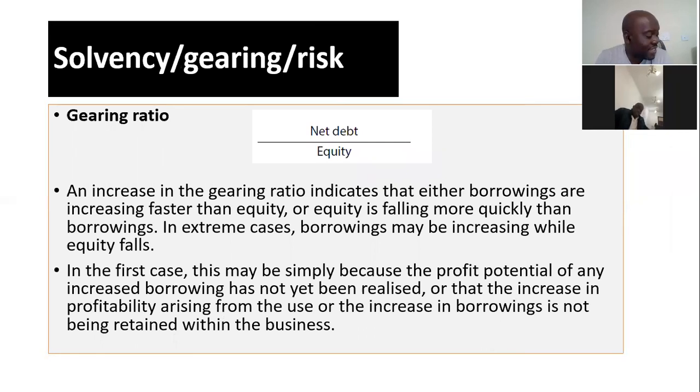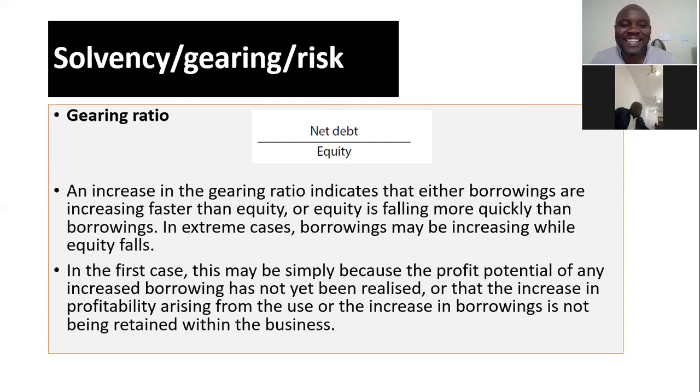So solvency or gearing risk. Here now, you're looking at the gearing ratio. How geared are you? How leveraged are you as a company? Here, it's basically your debt against your equity. Others would say net debt over equity plus interest-bearing debt, depending on how you're looking at the gearing ratio.